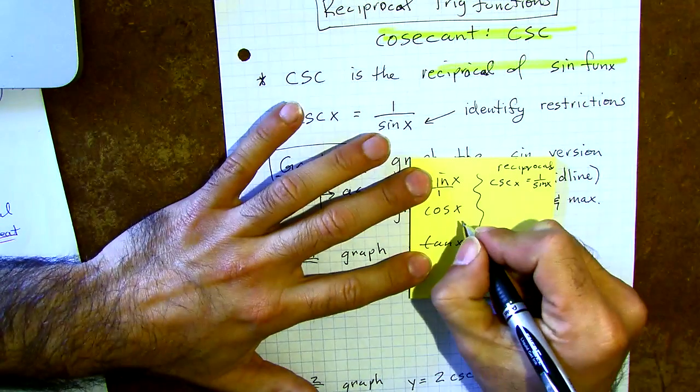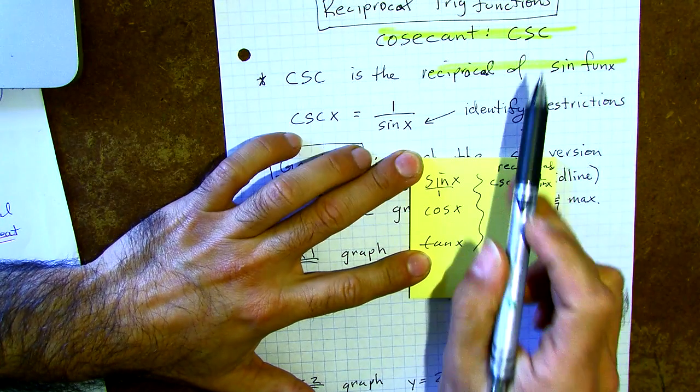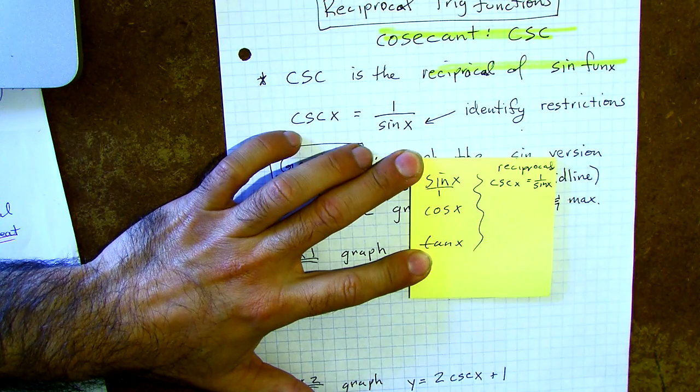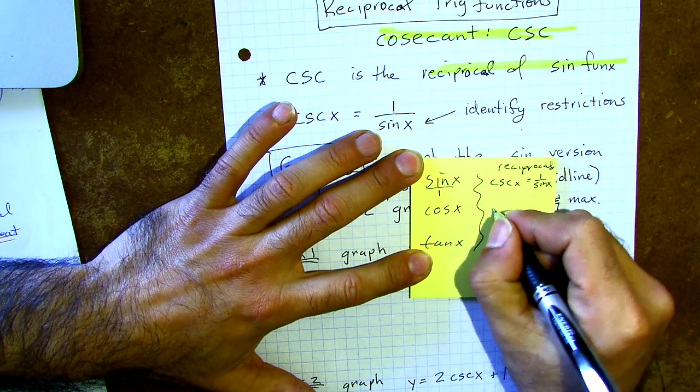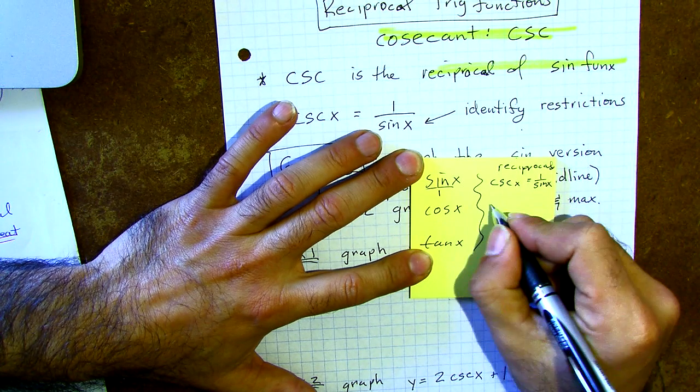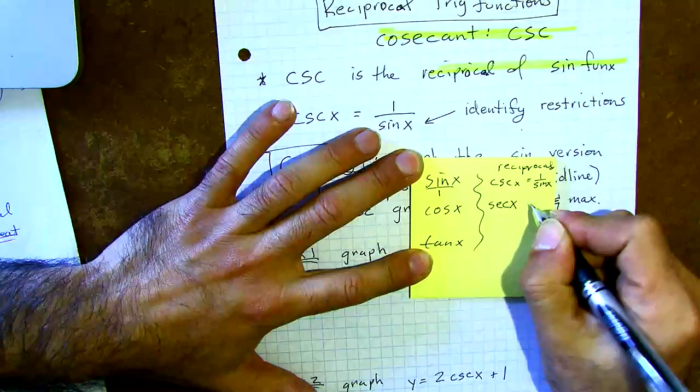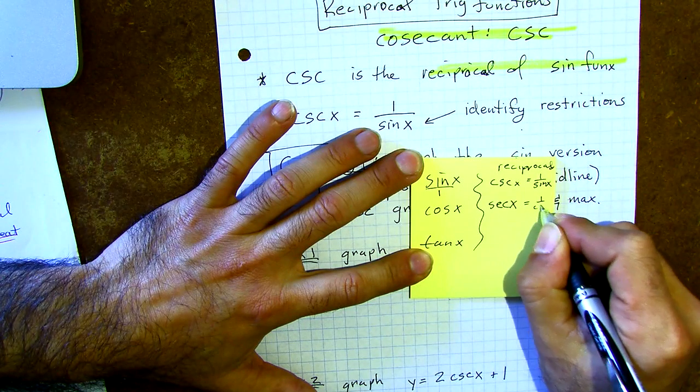Okay. I started with cosecant for today because we learned sine first. Okay. But the cosine, the reciprocal of that is the secant, okay, which is just the 1 over the cosine.